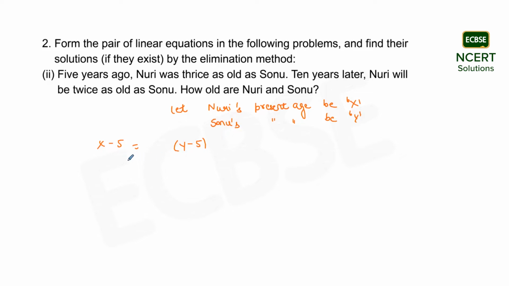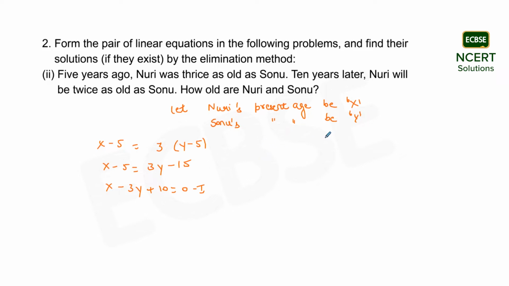And the relation between the 5 years ago age of Nouri and Sonu is, 5 years ago Nouri was thrice as old as Sonu. Means x minus 5 will be equal to thrice into y minus 5. Solving this equation, it will be x minus 5 is equal to 3y minus 15. So from here, x minus 3y plus 10 is equal to 0. Right. Let this be the first equation.